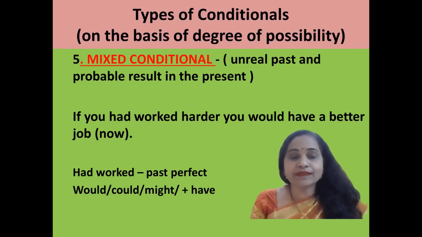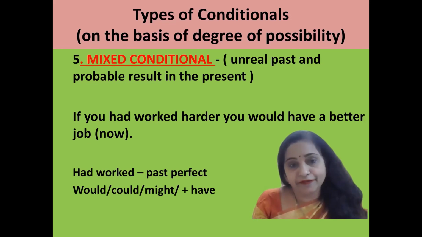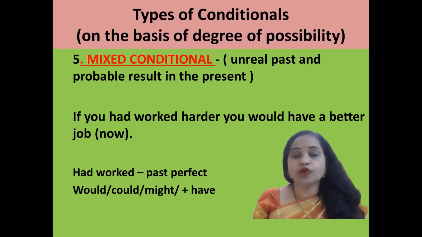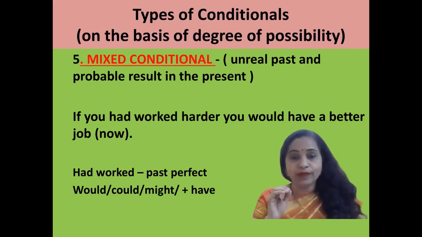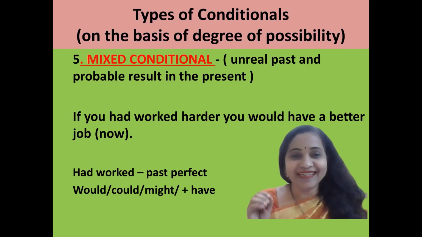So, and the verbs had worked. The if clause has had worked, that is in the past perfect, and the main clause, you have the construction like would or could or might plus have. So would have a better job, could have a better job, or might have a better job. So this is the combination. Hope you are getting it.